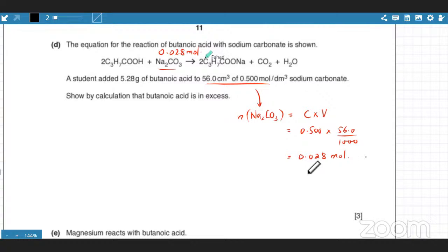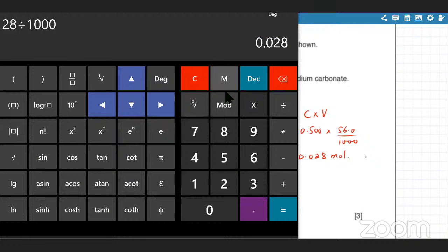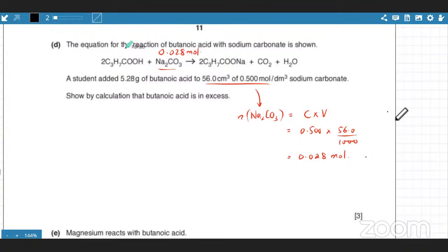Now, according to the ratio, the amount of butanoic acid should be double that. It's 1:2, so I'm going to find the moles of butanoic acid according to the ratio, the required amount. One molecule of sodium carbonate requires two molecules of butanoic acid. So I'm going to double 0.028. 0.028 multiplied by 2, and I get 0.056 moles of butanoic acid. You can show this in the working.